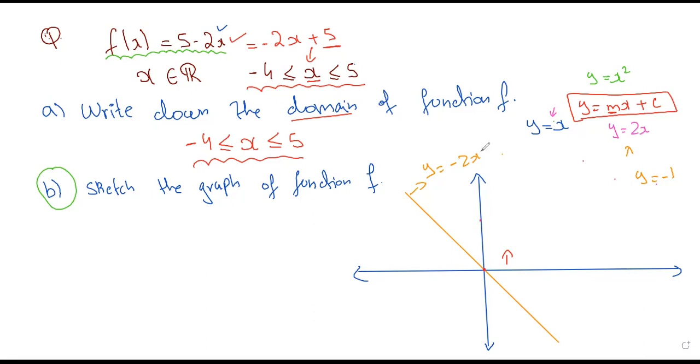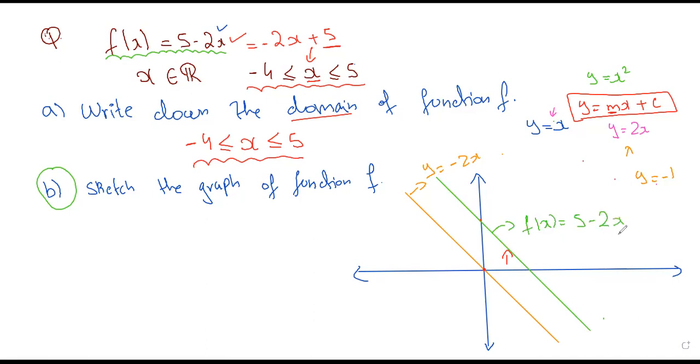Let's say this is 5 and I am going to get finally this green line right here, and this is the graph of f of x equals 5 minus 2x.